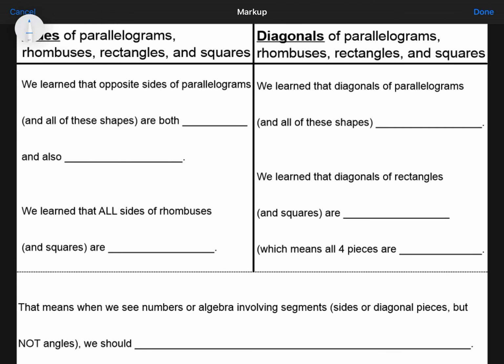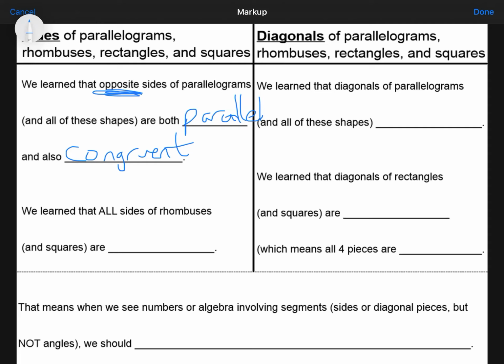first thing is that we've learned that opposite sides, the sides across from each other, in all of these shapes, we first learned it with parallelograms, but then also in rectangles, rhombuses, and squares, they have to be parallel, which makes sense. That's why we call it a parallelogram. And also congruent. So all you need to do is whenever you see these types of shapes is set the left side equal to the right or the top side equal to the bottom.